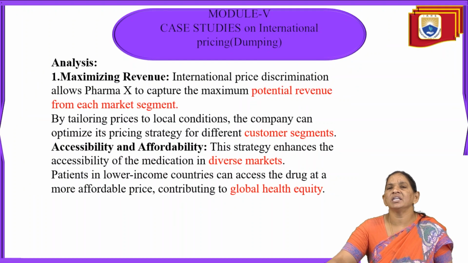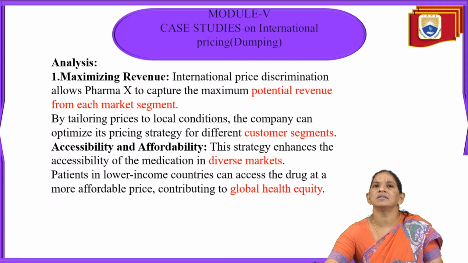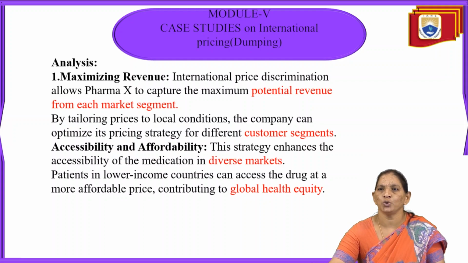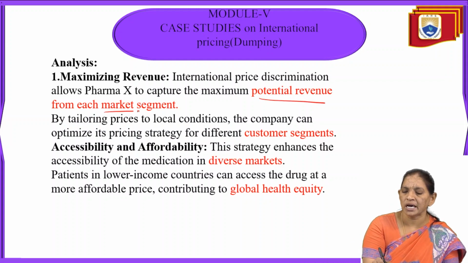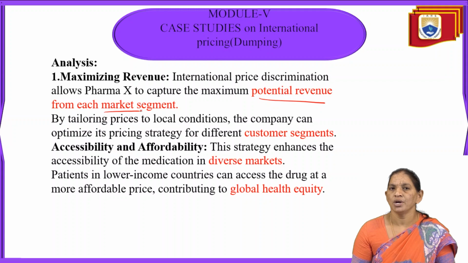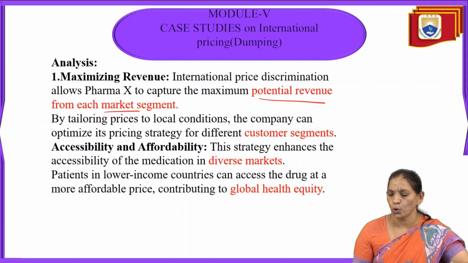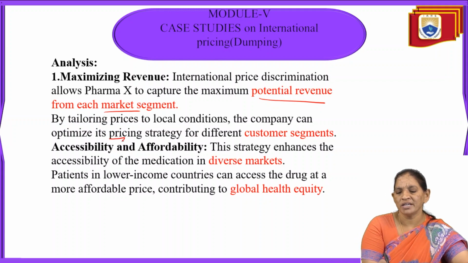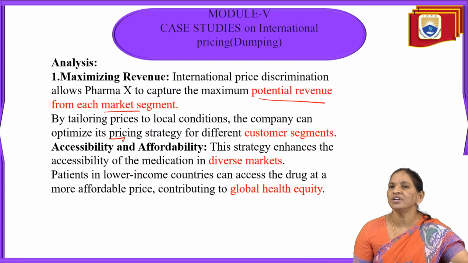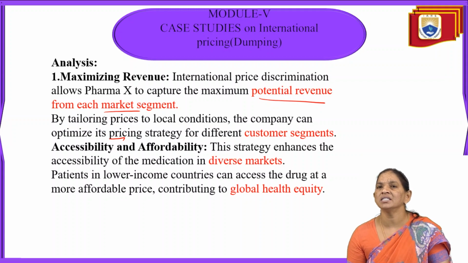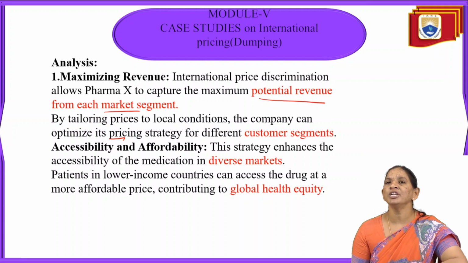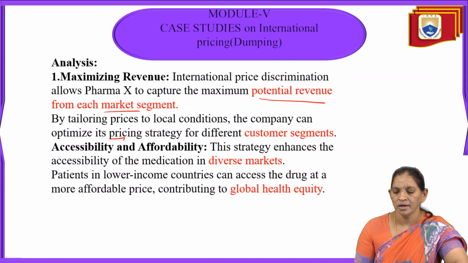So with this, we can analyze that Pharma X is involved in maximizing revenue, means increasing profits, through international price discrimination, which allows the company to get more potential revenue, and also target market segmentation. So by tailoring the price based upon the local conditions, the company can optimize its pricing strategies for different customer segments. Means based upon the customer's locality, consideration and segmentation, the company offers different types of pricing strategies.